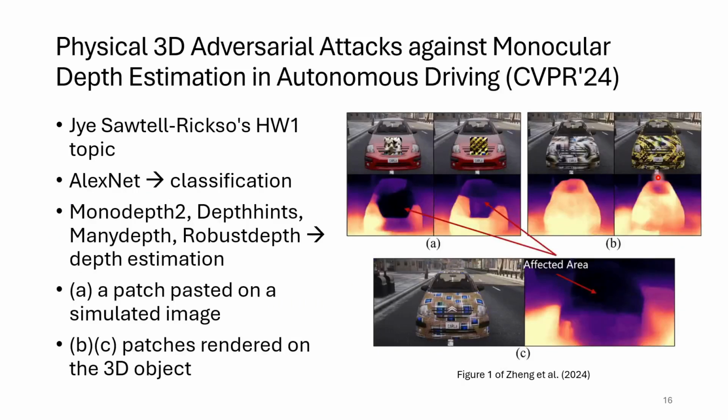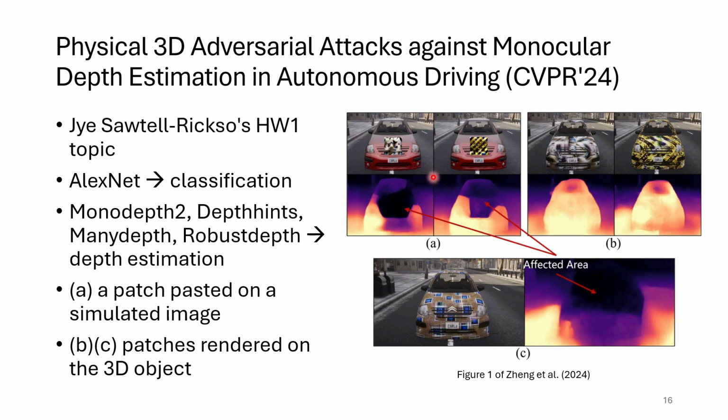And again, let's see this again. What's this? This is Ji's homework 1 topic. This is a very new paper. It's a CVPR 24 paper. Okay. So again, this is also an adversarial attack. Let me explain this image.